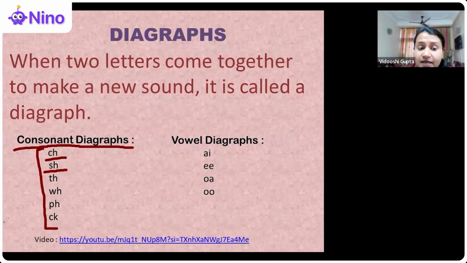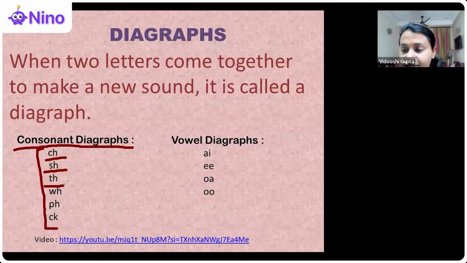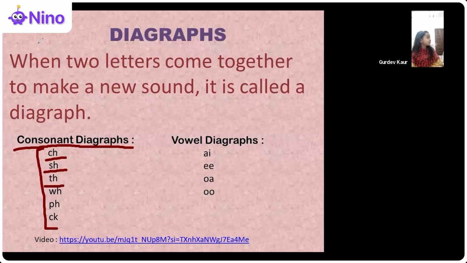Okay. So similarly, we have some more consonant digraphs also, like T and H coming together. They make the sound th. Yes, yes, beta. Please tell me.